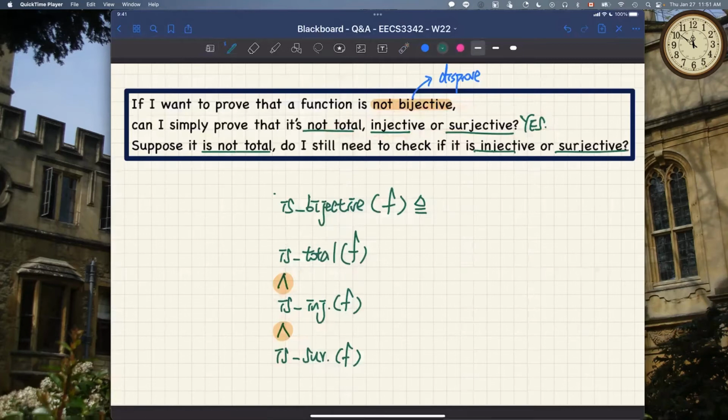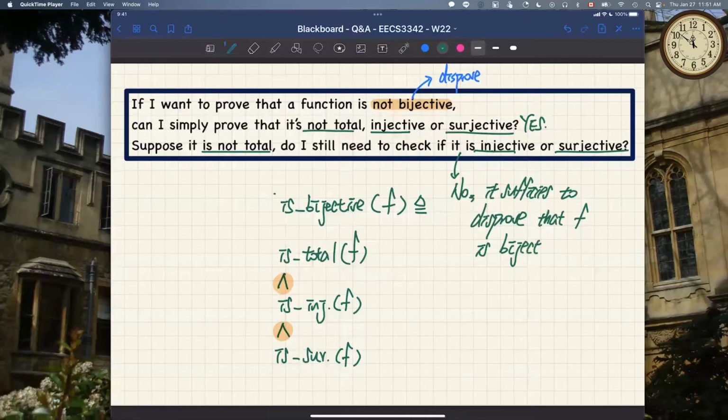If your goal is really to disprove that it is a bijection, in that case, no, you don't need to go any further. It suffices to disprove that f is bijective by showing that it is not total. Right, so that's the answer.